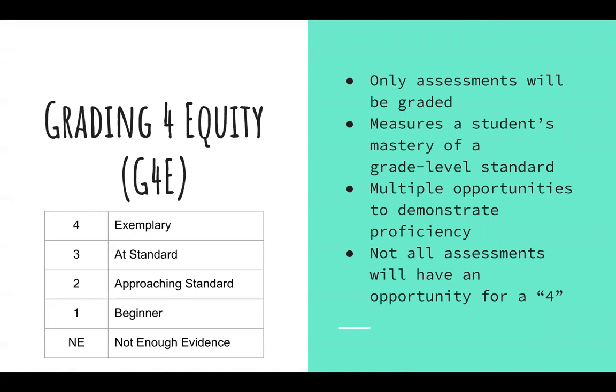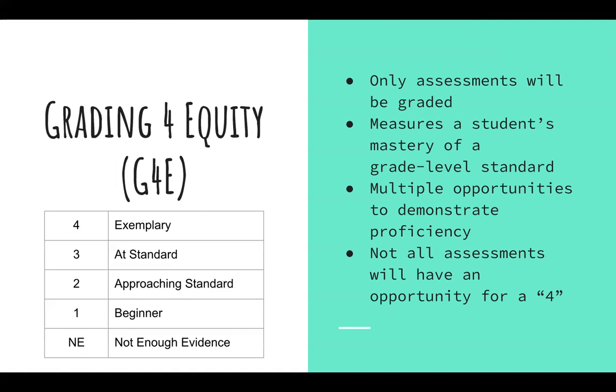Next, we have grading for equity, which you may have already heard about. Our school is moving to full implementation of grading for equity next school year, and many teachers, I believe it's about 40 of them, are fully implementing it this year. We've been doing it for a few years now. A brief overview, it's on a 4-3-2-1 scale or not enough evidence. Only assessments will be graded. These assessments measure a student's mastery of a grade level standard. Multiple opportunities are given to demonstrate proficiency through retakes.